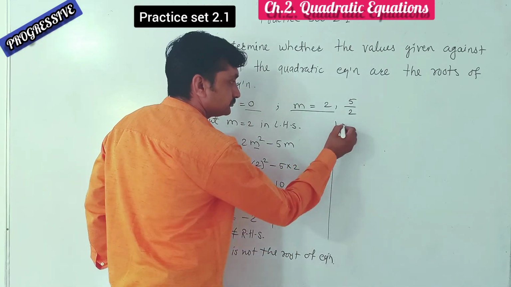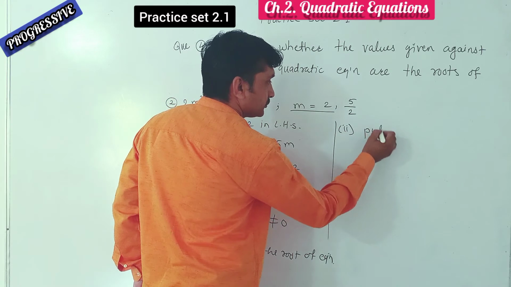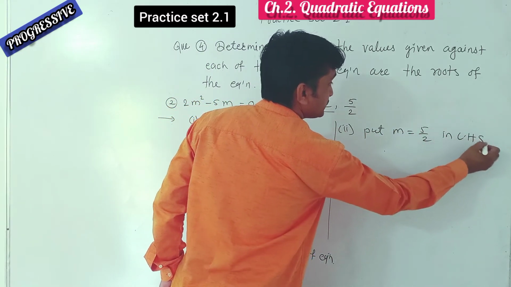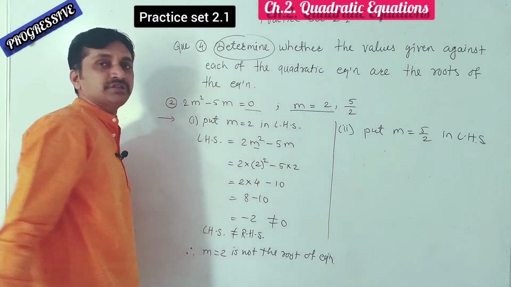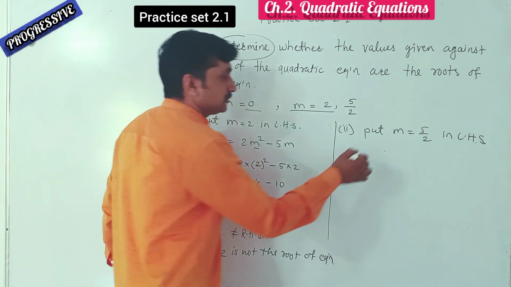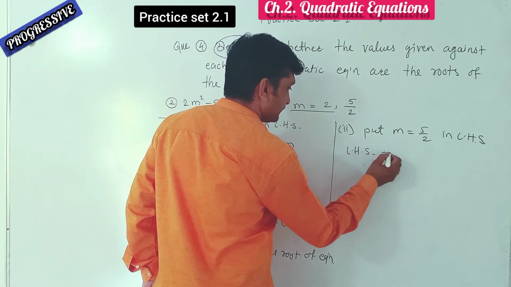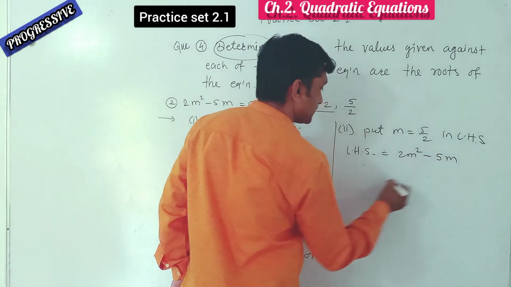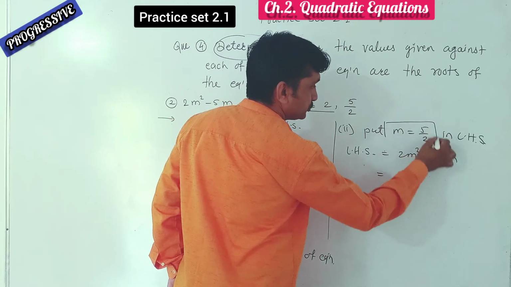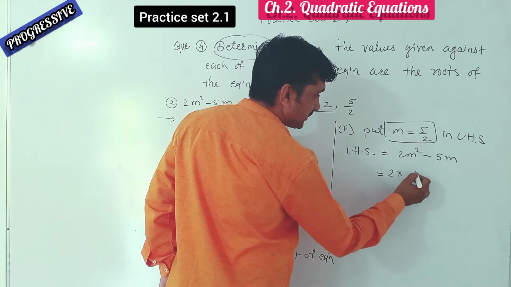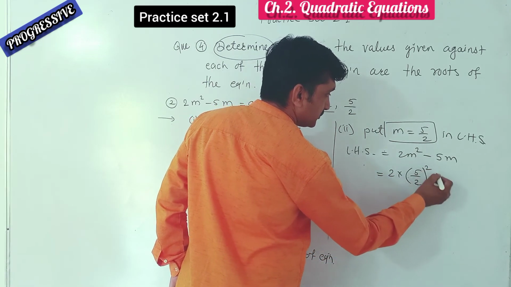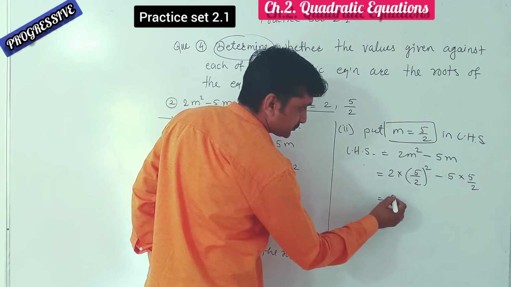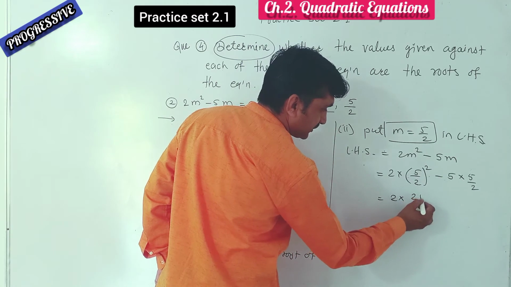Now the second value: put m is equal to 5 upon 2 in LHS. If the question is like this, determine, you put in LHS. Okay, now again I write LHS, left hand side. The left hand side is 2m square minus 5m. Now let's put m is equal to 5 upon 2: 2 multiplied by 5 upon 2 in brackets squared, minus 5 multiplied by 5 upon 2. Let's solve this. 2 multiplied by the square of 5 upon 2, which is 25 upon 4.